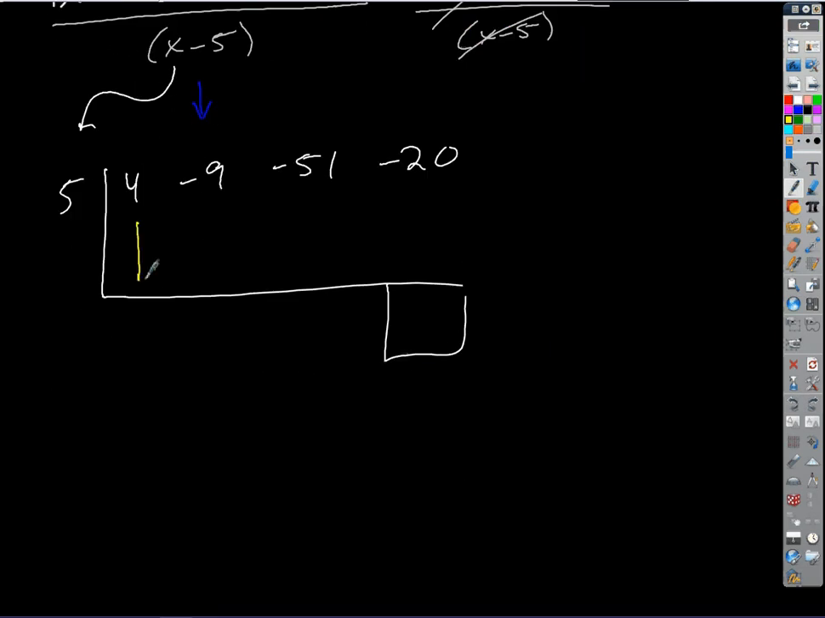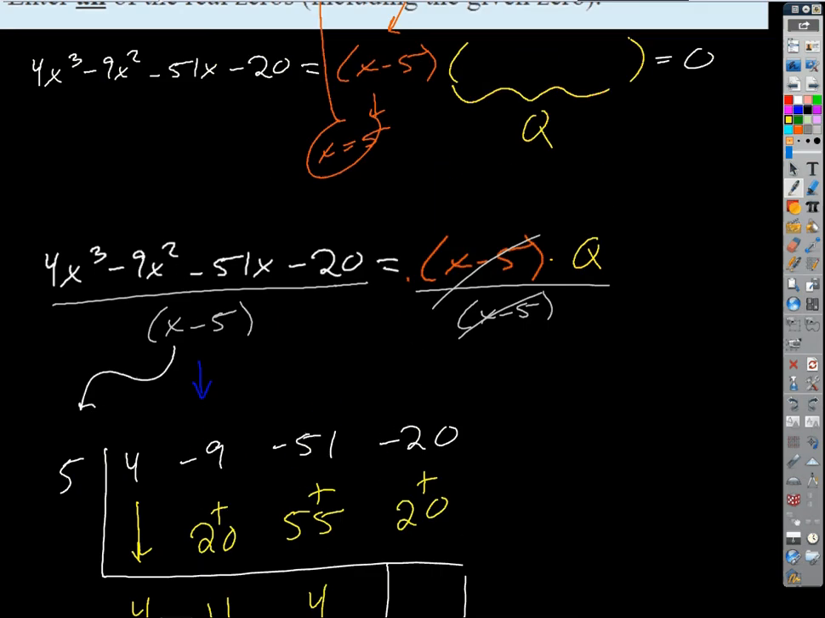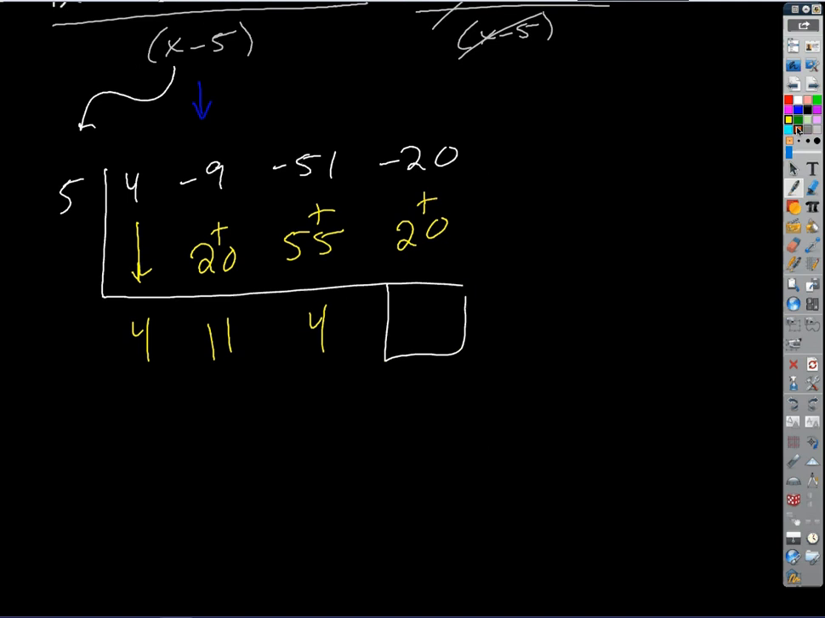Right, so we bring down the 4, we multiply by 5, and we add, and what do we get? 11. 11 times 5, 55, we add, 4, times 5, 0, and we add those, and sure enough, we get our 0. Where'd the 0 go? Oh, I guess I erased that, didn't I? So we get our 0 that we knew we were supposed to get there, right? So then this tells us right here what Q is.